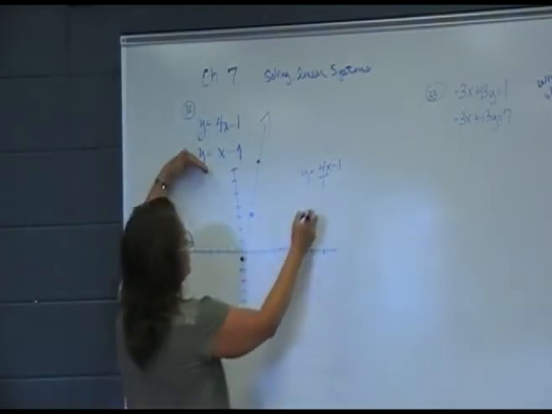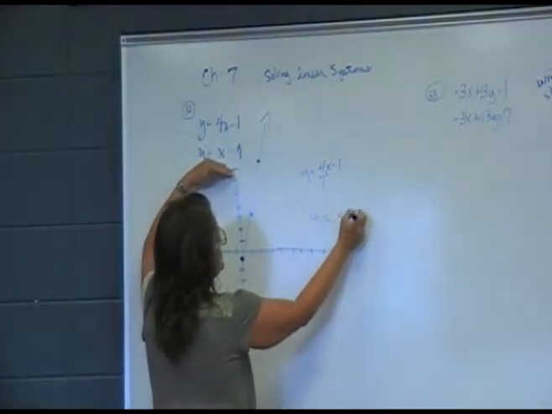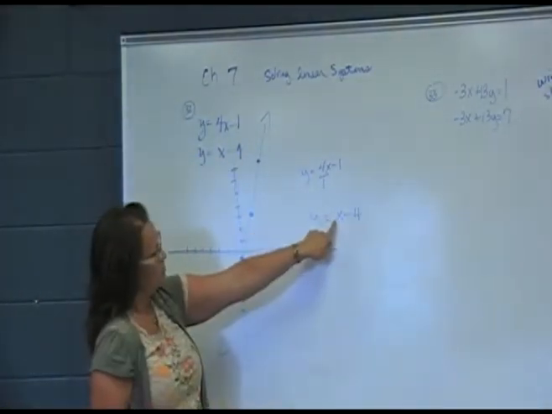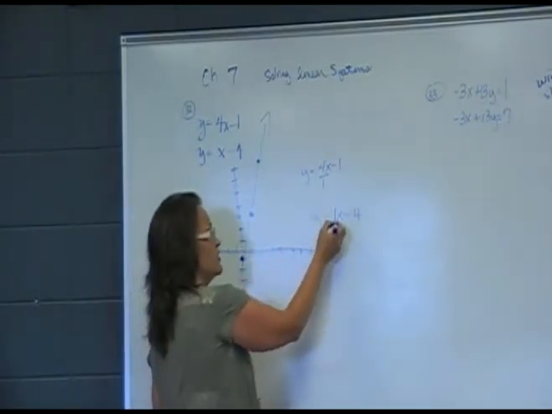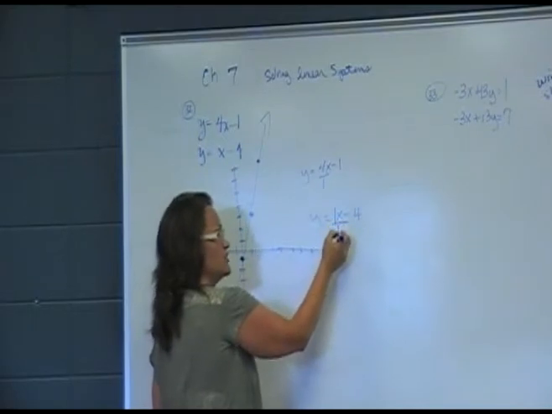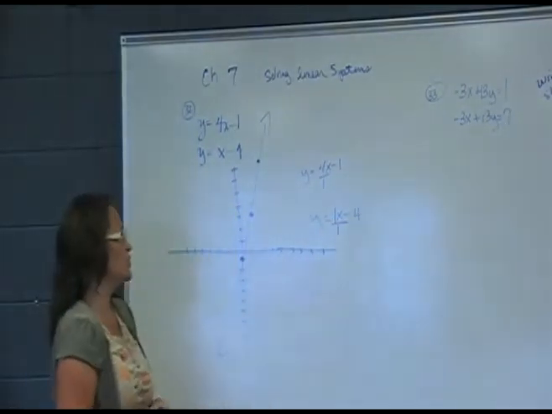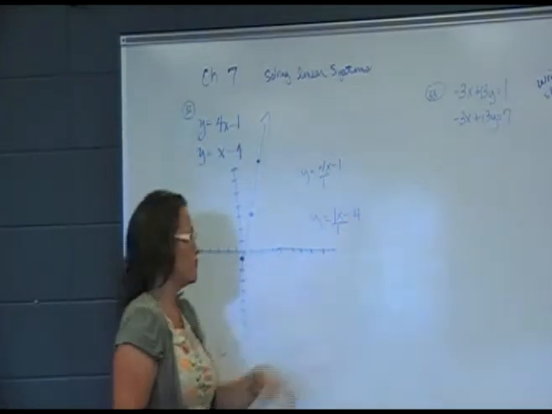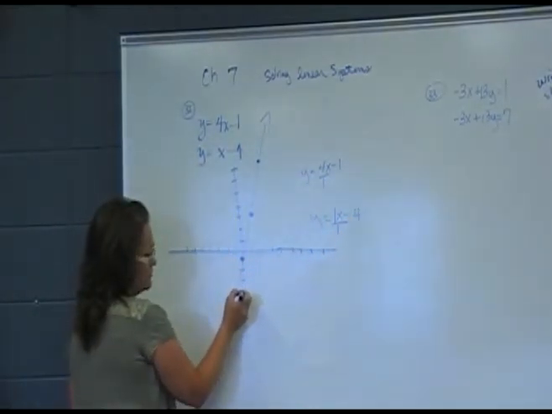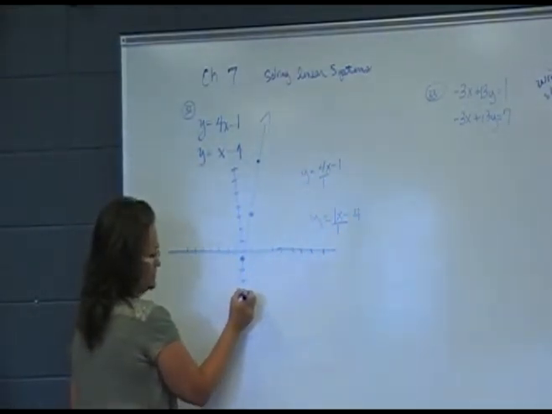Okay, the next one is y equals x minus 4. Again, remember the slope is in front of x. It looks like nothing's there, but it's understood to be a 1, and it's understood to also be over 1. So it's a 1 over 1 slope. This time we're starting at the y-intercept of -4. So 1, 2, 3, 4 is our starting point.